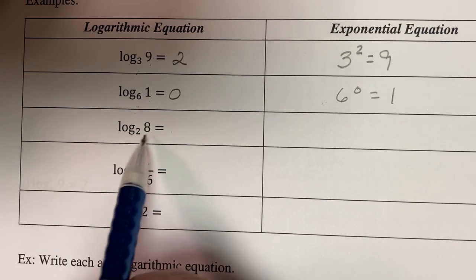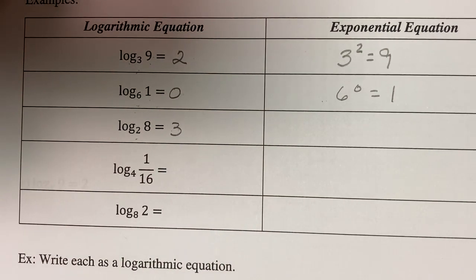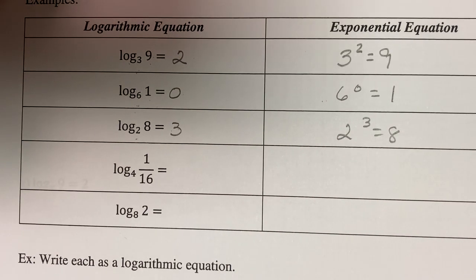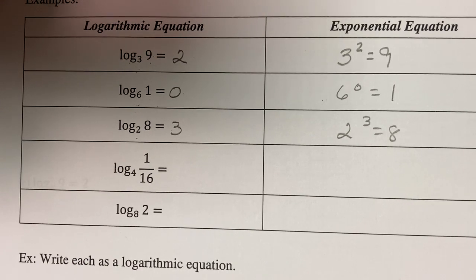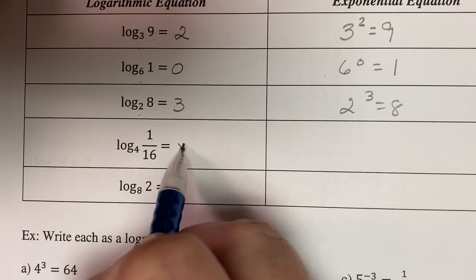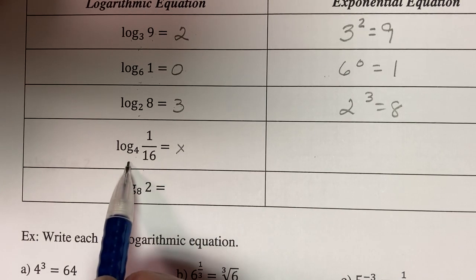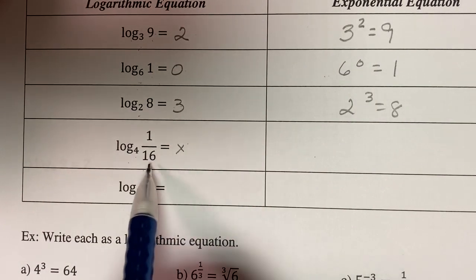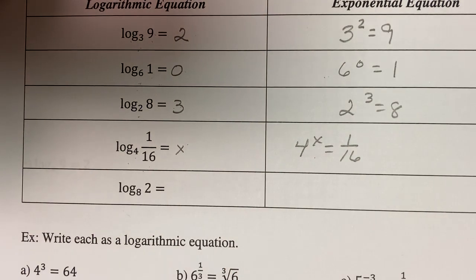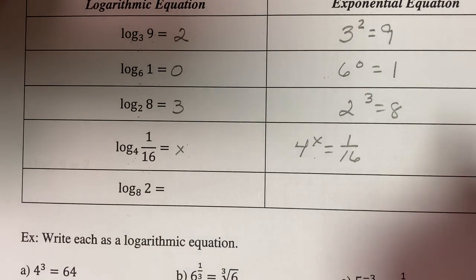All right, what's this going to be? 2 to what power is equal to 8? Well, it's going to be the third power. So 2 to the third power is equal to 8 would be its related exponential equation. Now 4 to what power? For right now, let's just put an x there. So if I change this to the related exponential equation, it would be 4 to the x power equals 1 over 16.